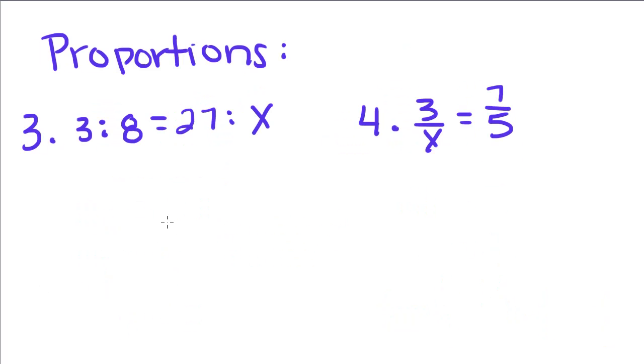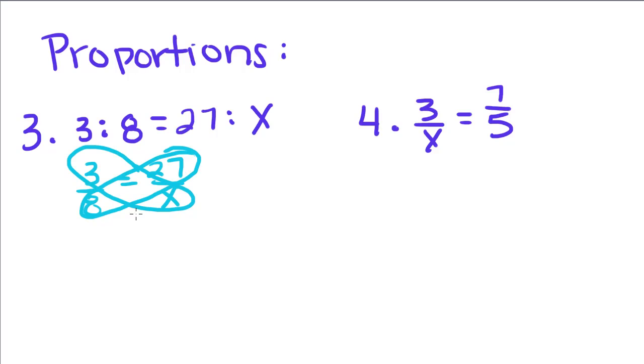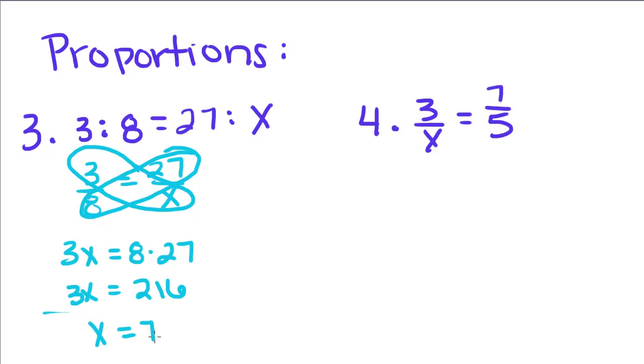So for this one, it's a little different because these are written as ratios. So in order to get this to an equation that we can solve, we're going to do what we would do for a ratio. So we put 3/8, 27/x, and then we're going to solve it the same way we would solve a proportion. So 3x is equal to 8 times 27. So we get 3x is equal to 216. If we divide both sides by 3, we get x is equal to 72.